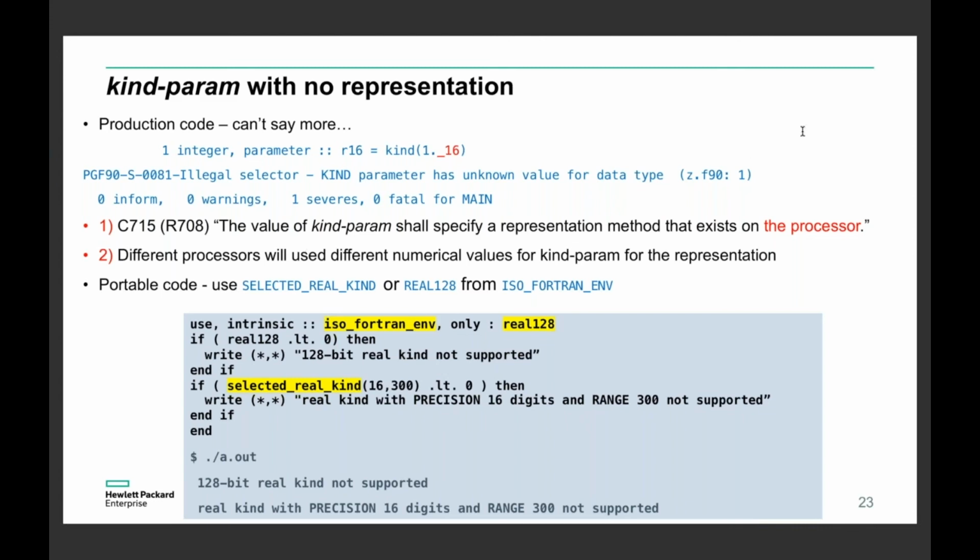So 16 is not guaranteed to be 16-bit real, and also it's not guaranteed that this kind will be available. So these are two problems I'm listing here. Simple code that people can use to check whether extended precision is available uses either the real128 parameter, which is in ISO_Fortran_env, or selected_real_kind. Selected_real_kind has been available for a very long time, real128 for a long time, maybe not as long. So running with a particular processor, you get that it's not supported, and therefore it should not be used.